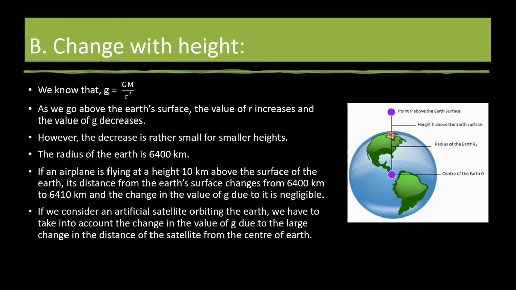But when you consider an artificial satellite orbiting around the earth, it is at a much greater distance. So for a greater distance, the change will be seen. That is, when you go above the surface of the earth with greater heights, the value of g decreases.